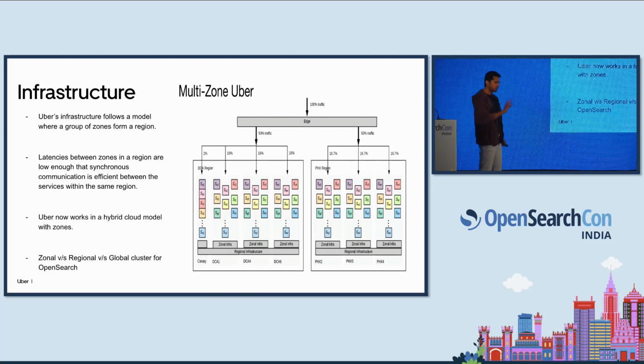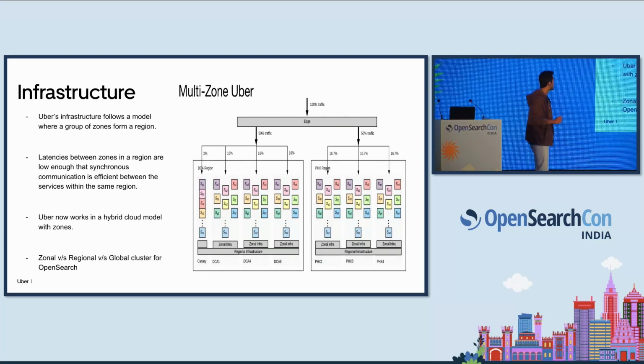So a few things to keep in mind when you look at the picture, right? The first thing is, like I said, Uber's infra actually deals with regions, multiple availability zones within a region, and then a bunch of storage infrastructure that could either be zonal or regional or global, right?